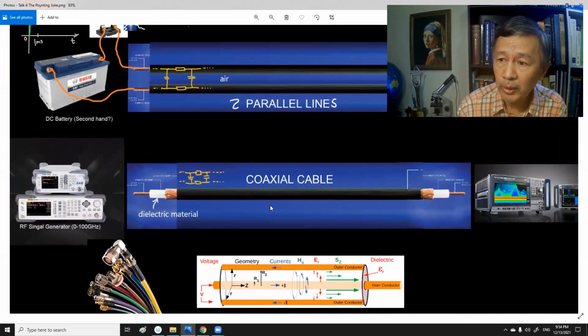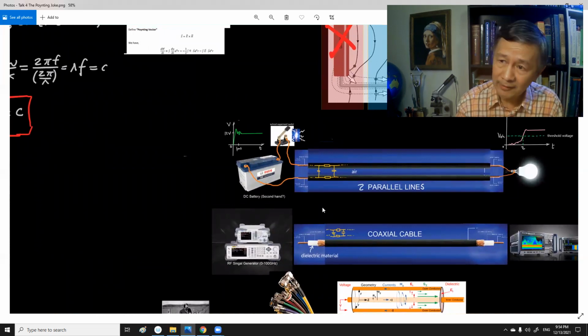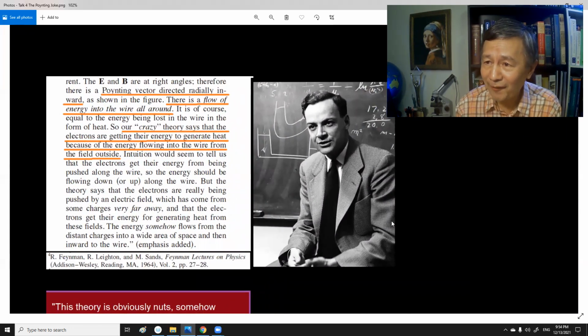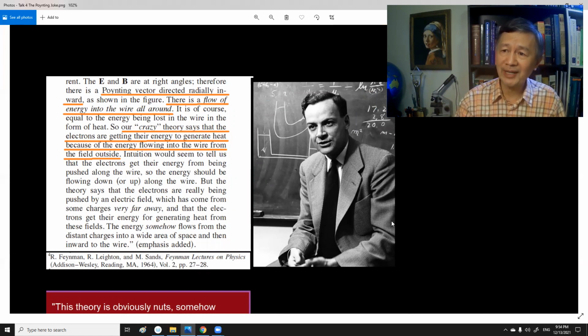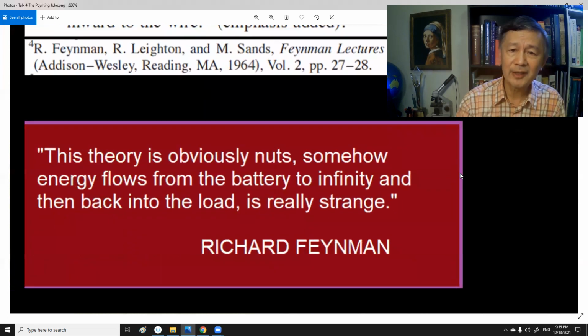Oh, by the way, the experimental setup is irrelevant because in his case, we are not dealing with AC or electromagnetic waves. We are dealing primarily with DC current. So the hypothesis is wrong in the first place, because both the electric and magnetic fields are time independent after that very transient period. So in conclusion, this is Richard Feynman's conclusion: this theory is obviously nuts. Somehow energy flows from the battery to infinity and then back into the load, which is very strange.